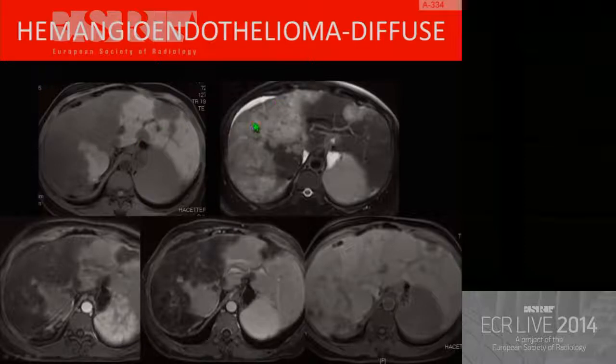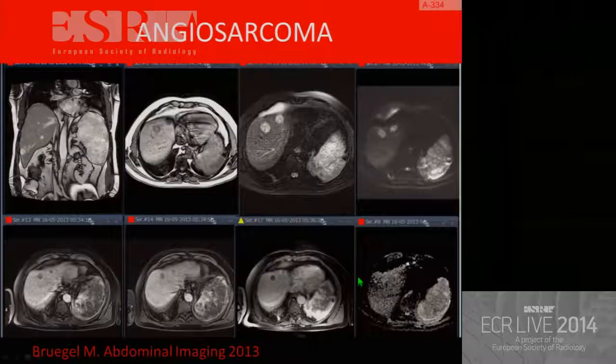How about this one? This is fairly similar, but this is called the diffuse form. You can see the T2 signal. These areas are due to fibrosis, and look at the enhancement pattern. So you can see homogeneous enhancement.